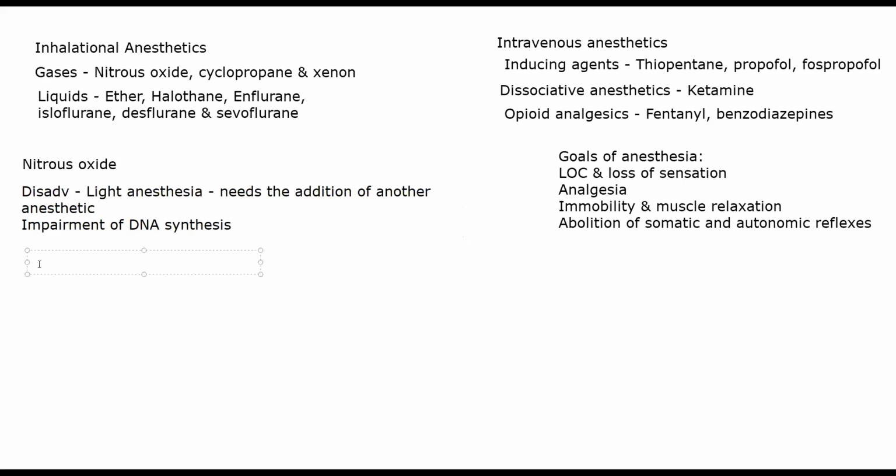Coming to the next type of anesthetic, that is halothane. Halothane is a liquid inhalational anesthetic. This is basically a volatile liquid with a sweet odor. Some advantages of halothane are it will induce very smoothly and very rapidly. So induction occurs within 2 to 5 minutes, very quick.